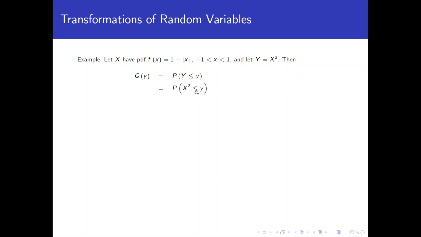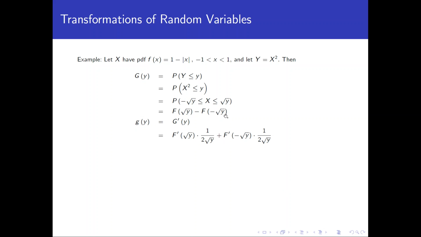Go back to the definition, plug in your function. Now when we rewrite this inequality, we get a double inequality. And we can rewrite that as a difference of distribution functions. And then take your derivative now. So we take the derivative by the chain rule. We get both of these pieces.